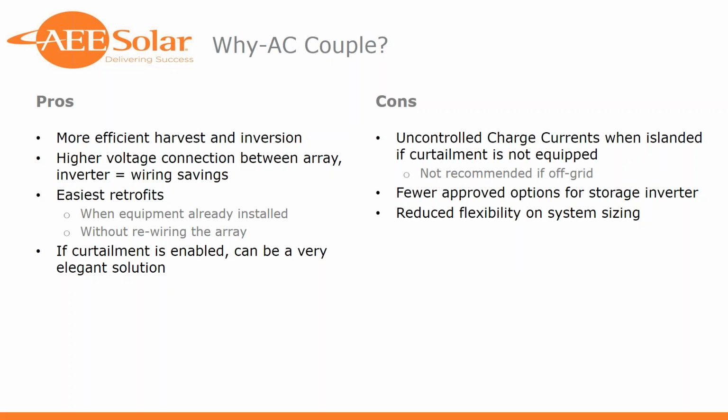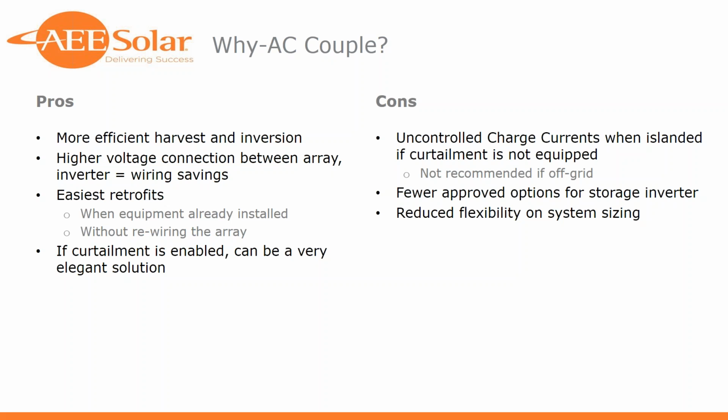The second one, fewer approved options for storage inverter. I think we're starting to see a little more flexibility now from inverter suppliers on approving of this application and designing firmware specifically for it. Third con here is reduced flexibility on system sizing. I'll speak to this on the next slide, but generally speaking, in order to protect the batteries and their equipment, most storage inverter manufacturers recommend no more than a 1-to-1 ratio of PV inverter to battery inverter, and in most cases it's more like 0.75 to 1 or 0.8 to 1. So that can reduce your flexibility on tweaking the array versus inverter versus storage sizing.